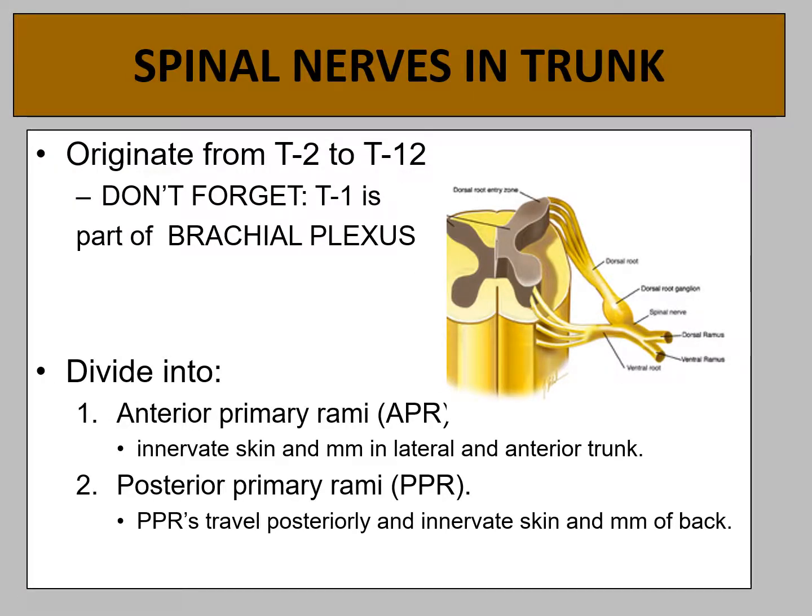This is a quick review of the spinal nerves of the trunk. Remember that the spinal nerves begin T2 through T12 because T1 is part of the brachial plexus. And as they come out of the spinal cord, the anterior primary rami are going to innervate the skin and muscles in the lateral and anterior trunk, whereas the posterior primary rami will travel posteriorly and innervate the skin and muscles of the back.